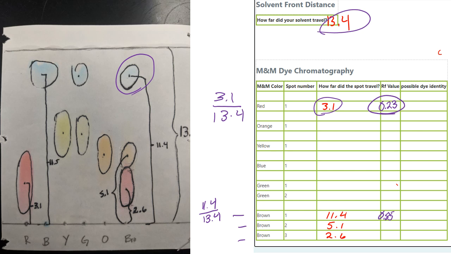You should do 1 for red, 1 for orange, 1 for yellow, 1 for blue, 1 for green, so 2 for green, and 3 total for the brown.